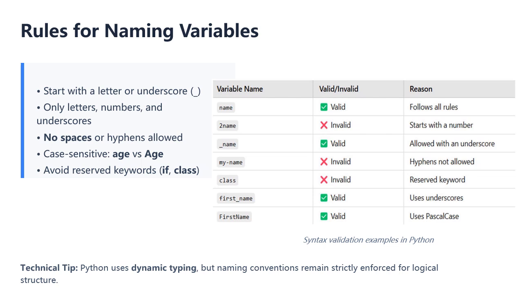If you try to use spaces or hyphens, Python will return a syntax error. It's also crucial to remember that Python is case sensitive. As we see here, age and Age are treated as two entirely different variables. Additionally, avoid reserved keywords like if or print, as these are already reserved for specific functions in the language.